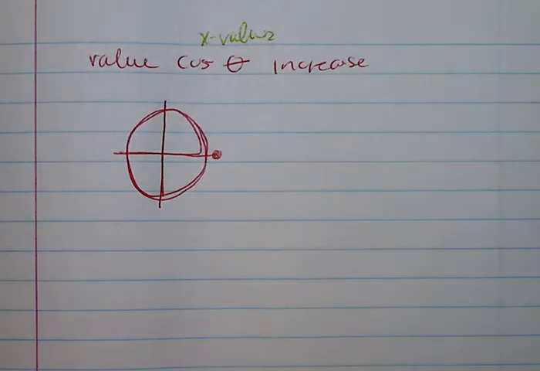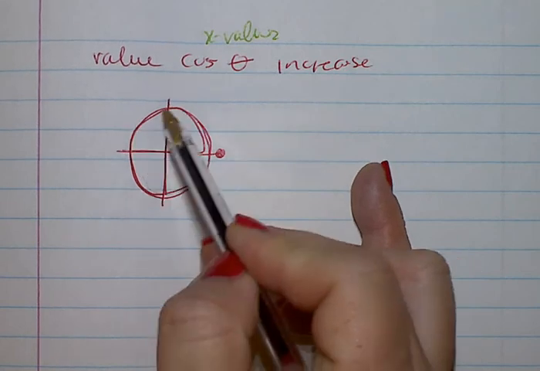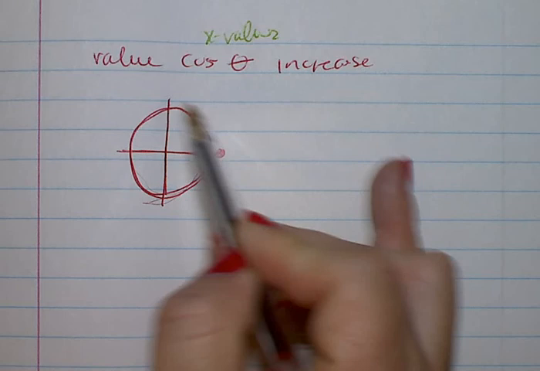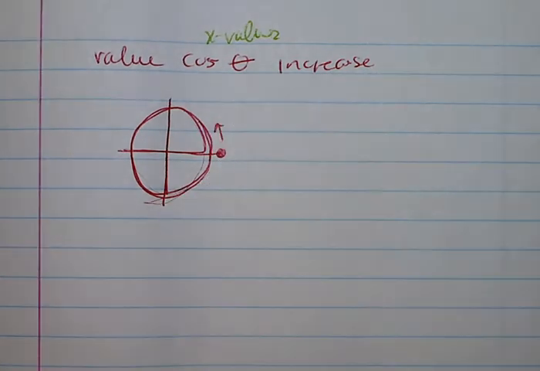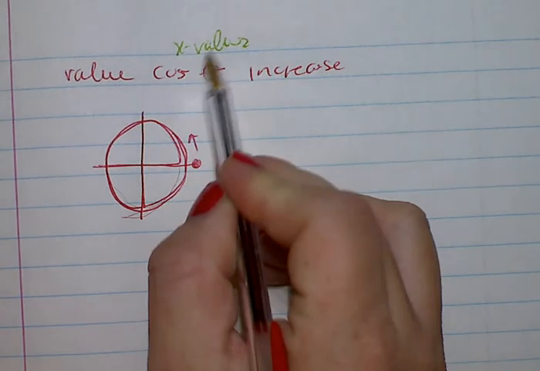If somebody says counterclockwise, think of this as an analog clock. Analog clocks have the minute hand going this way. Counterclockwise means we go the opposite way. So for us, it's just like normal. We start here and we're going to move upwards. We want to know when x values are increasing.